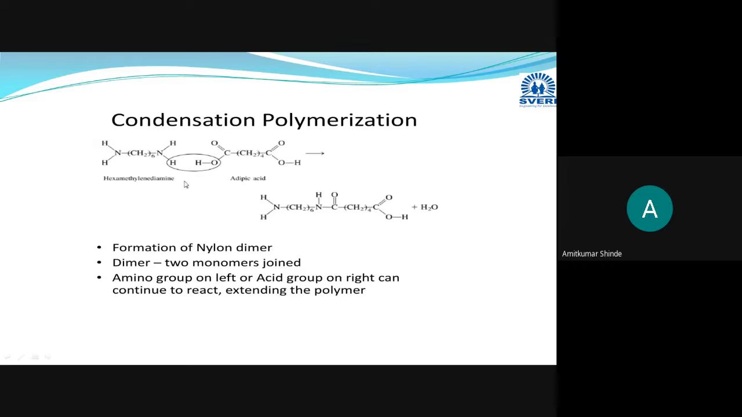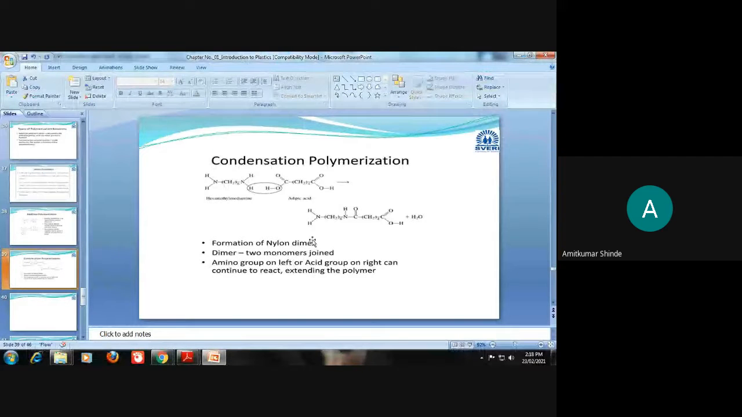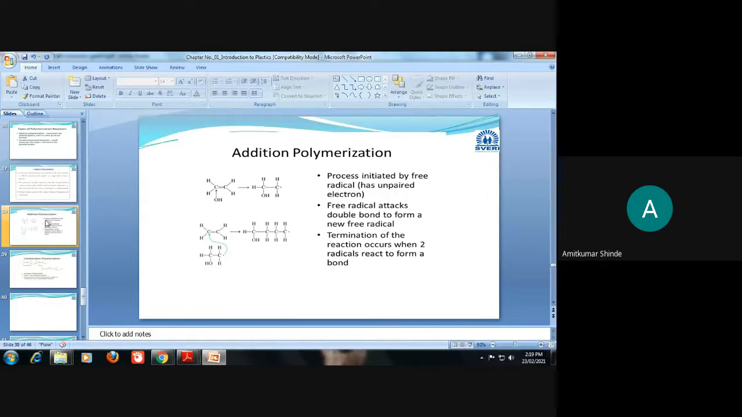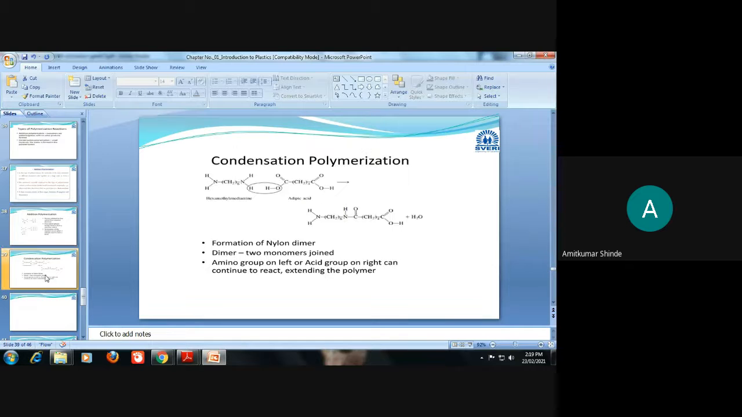This water molecule will be formed, and this hexamethylene diamine and adipic acid will get combined here and form the nylon dimer. Okay, this is the condensation polymerization. So in this way we have discussed these two types: addition polymerization, also known as chain polymerization, and this is the condensation polymerization.